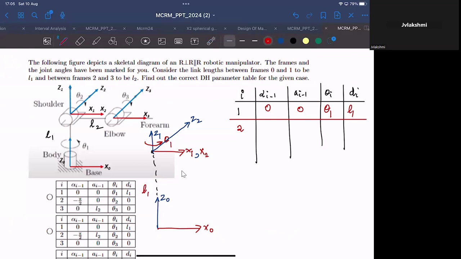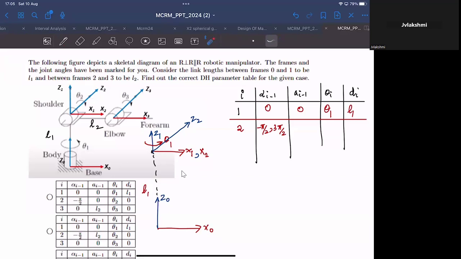So the first variable would be alpha i minus 1. Again, it is the rotation that you have to make about X1 so that Z1 and Z2 will be coincident, or align. Either it is 3 pi by 2 or minus pi by 2. So I'll write it as minus pi by 2 or 3 pi by 2.